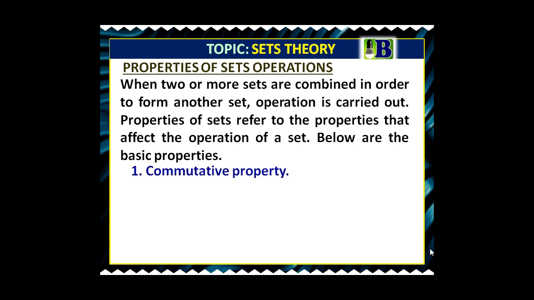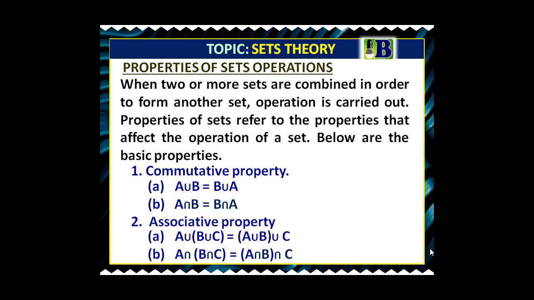The first property we have is called the commutative property. What the commutative property is all about is that A union B is equal to B union A. So if you are asked to find A union B, and at the same time they say you should look for B union A, automatically the answer is going to be the same. That is what the commutative property is all about. Then we have the intersect: A intersect B is equal to B intersect A.